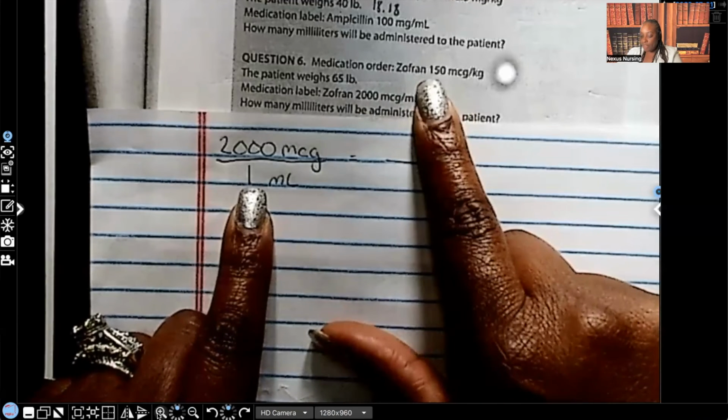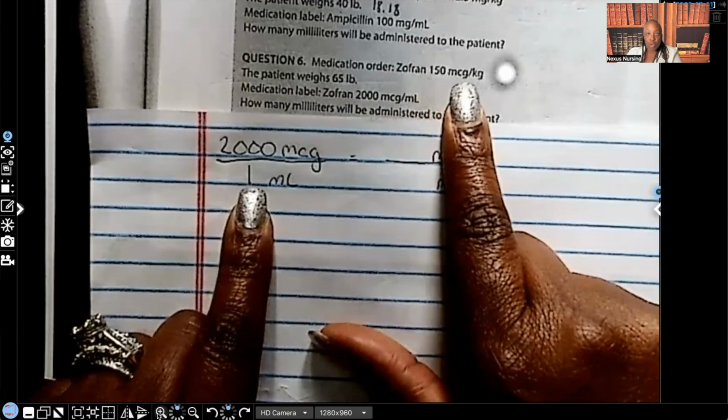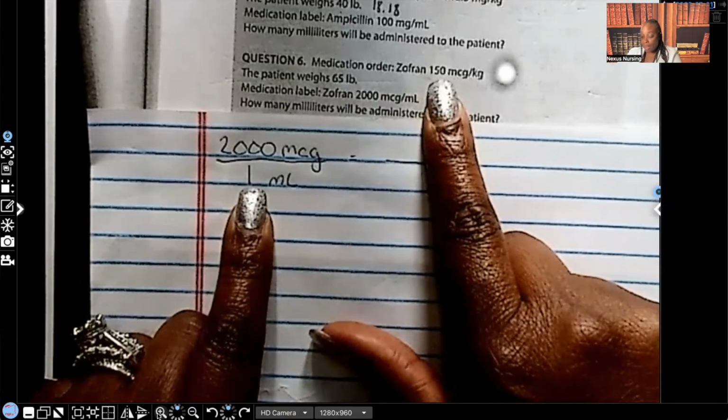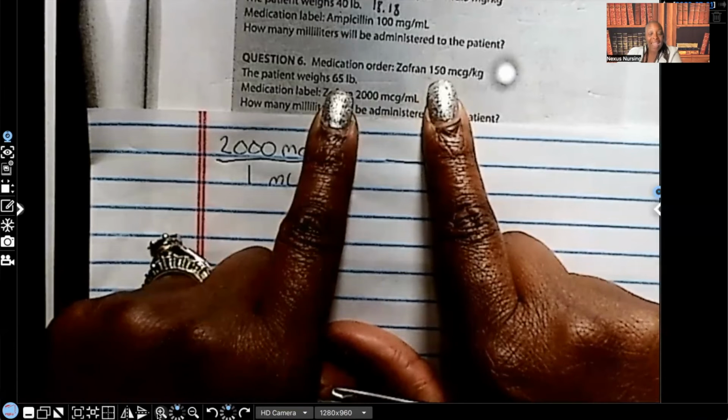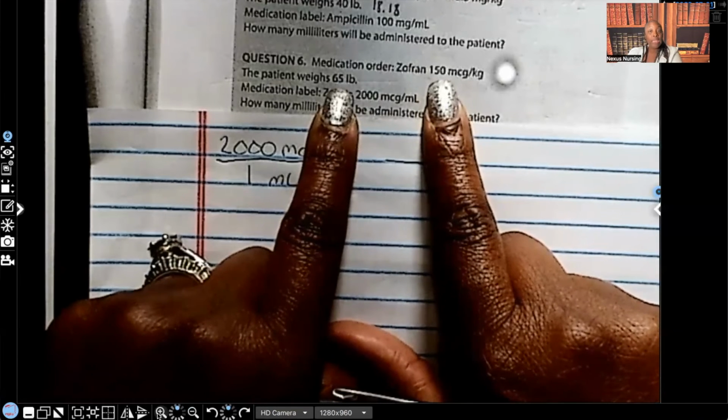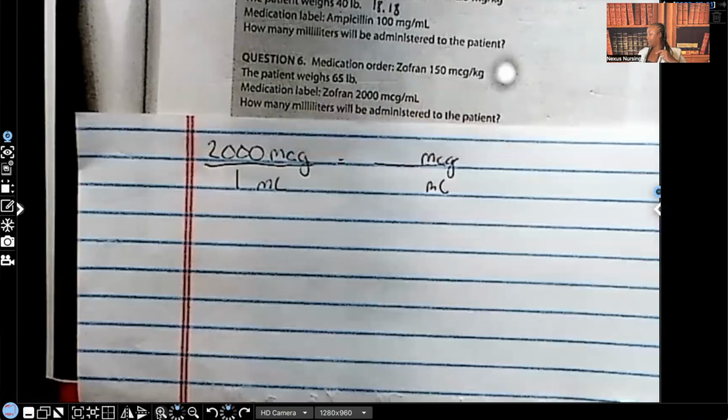Now it says 150 micrograms per kilogram, but we don't know what the kilogram is. We know we have to multiply this 150 times our kilogram, but we still have pounds. We have to turn that pounds into kilograms. So go ahead and do 65 divided by 2.2.